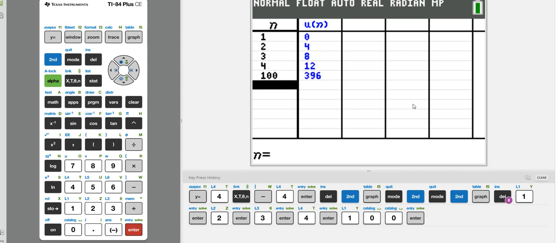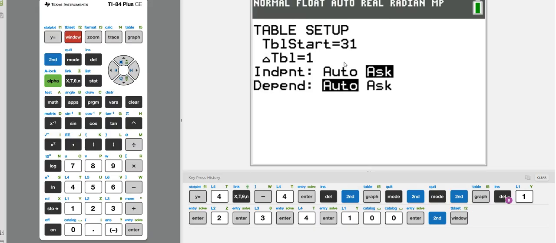Looking pretty good. Now, being able to choose your own value of n relies on the assumption that you have your table set up correct. So, quick look at that, second, and then the window key. Your table setup settings should be like this, and like I've said often enough, leave it here the rest of your life. All right.